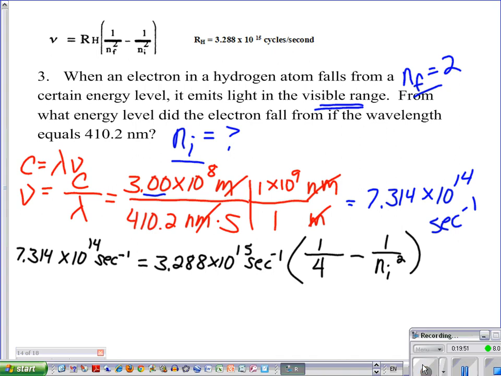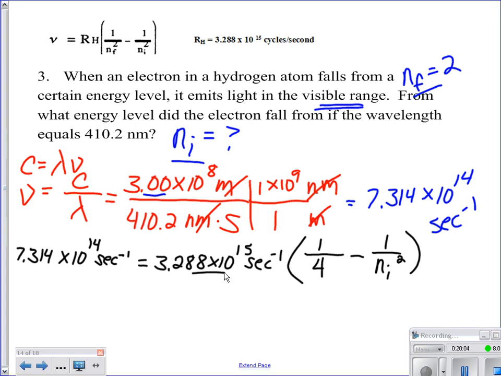Okay, so some people in this room have breezed through this. Other people are still struggling, and the looks in their eyes are not so fun looking there. I'm going to go through the math. This is what you would do, step by step. I would take and divide by the 3.288 times 10 to the 15th. I would divide by that on each side.